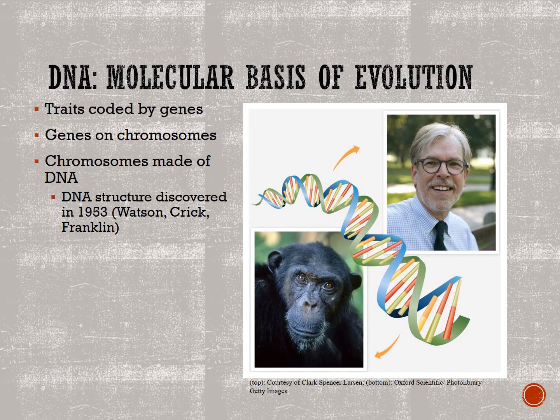We're going to be talking a little bit later, in fact next week, about how we get traits coded from genes, and the fact that these genes are on something called chromosomes, and that the chromosomes themselves are made up of DNA molecules, and that this DNA structure is ultimately what codes for our proteins and for these traits.